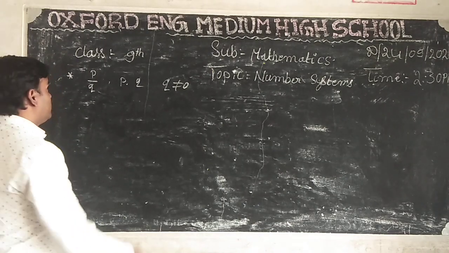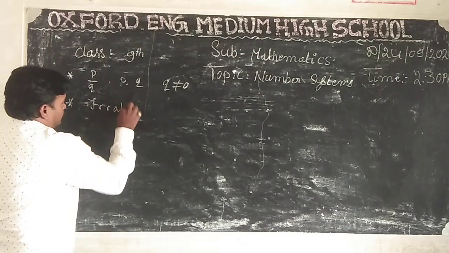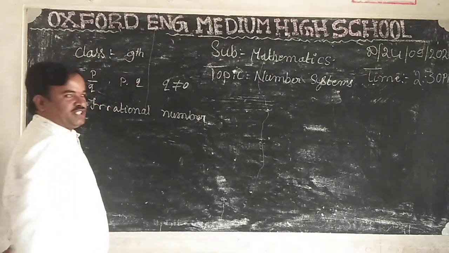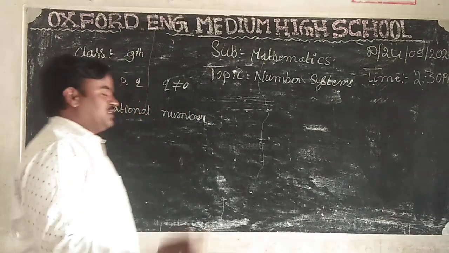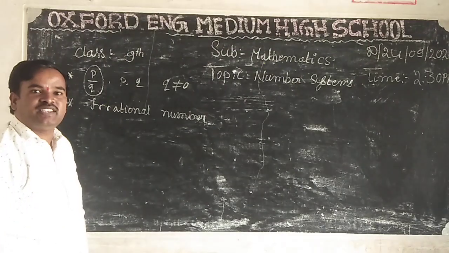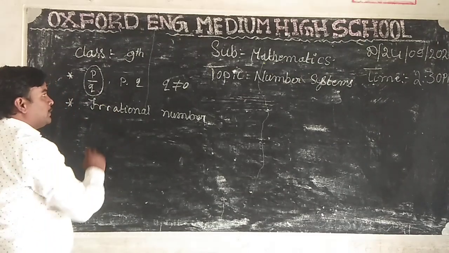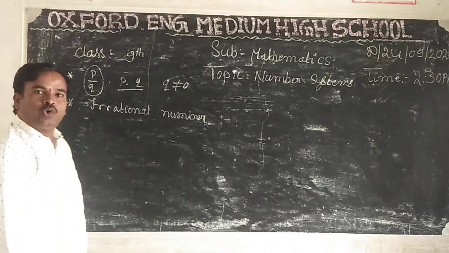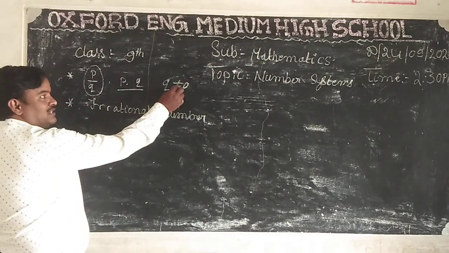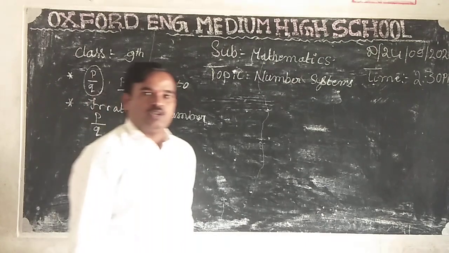So in this class we are going to study irrational numbers. What is an irrational number? Any number that cannot be expressed in the form p by q, where p and q are integers and q is not equal to 0, is what we call an irrational number. Do you understand, dear children?